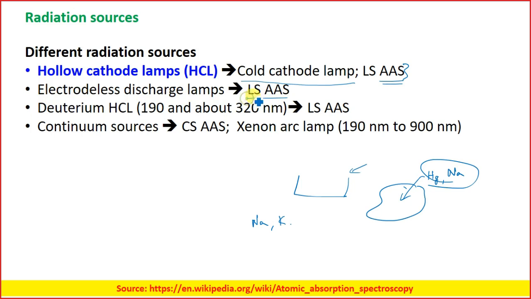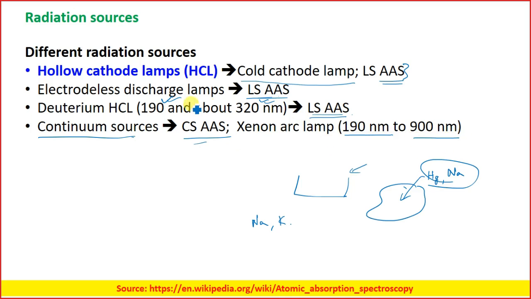It is used in line source AAS, and then we have the deuterium hollow cathode lamp, which can generate wavelengths between 190 and 320 nanometers. It is also used in line source AAS. Then there are continuum sources, which are used in continuum source AAS. The xenon arc lamp generates radiation in the range of 190 nanometers to 900 nanometers.